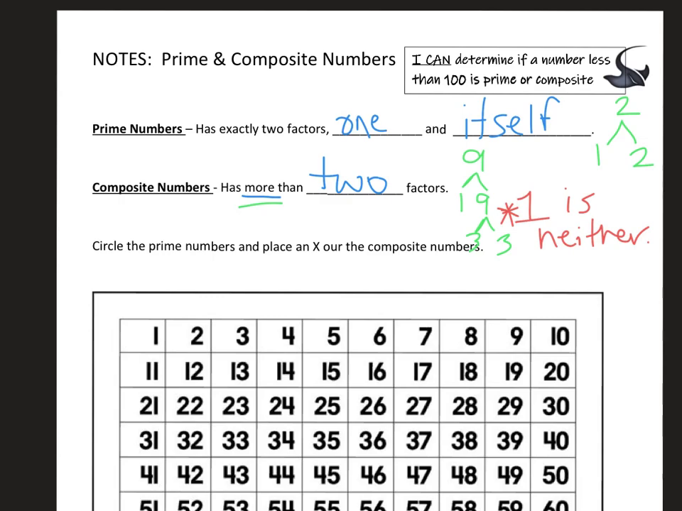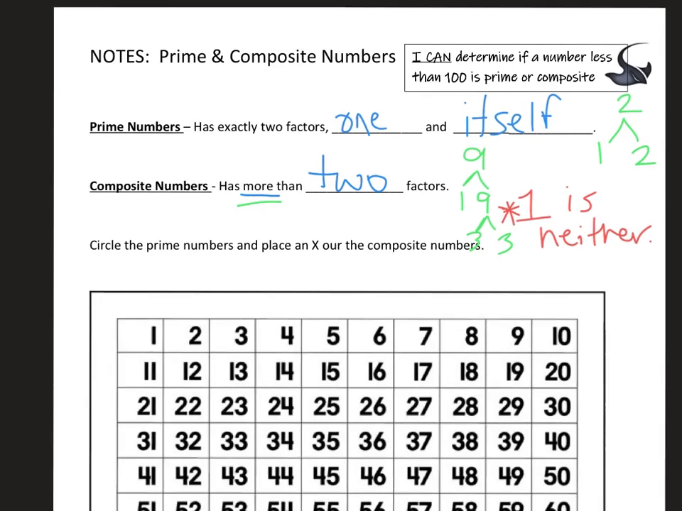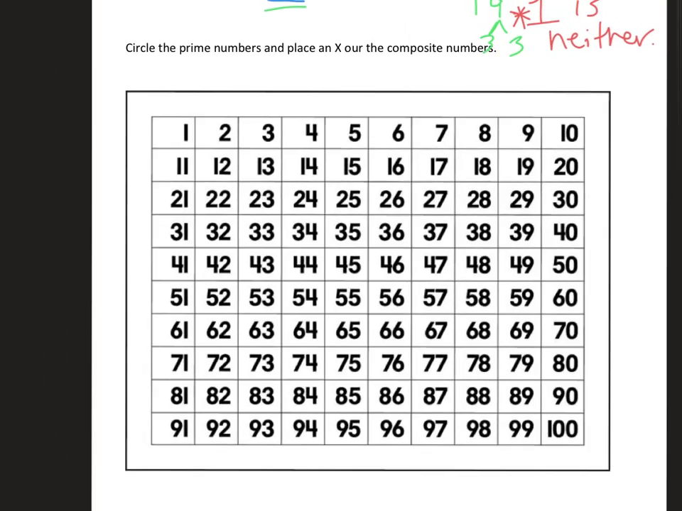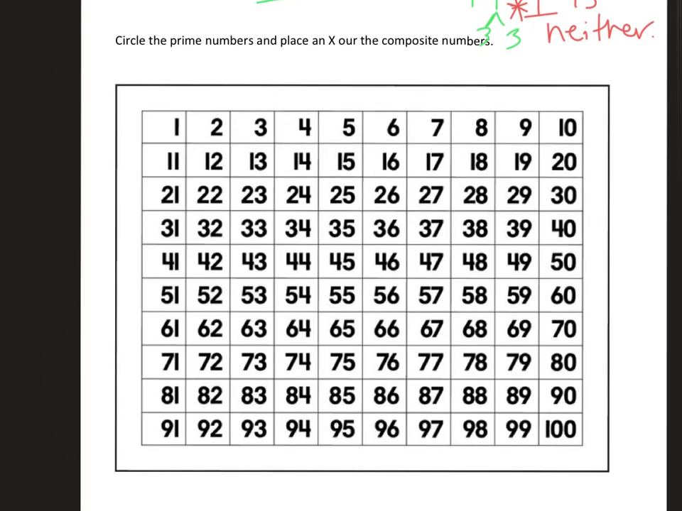So what we're going to do now that we know what prime and composite numbers are, is we're going to take this hundreds chart you have, and we are going to determine all the prime numbers. Now, we're not going to go through and just be like, oh, that number's prime, that number's composite. What we're going to do is we're going to shade or place an X on the composite numbers, and then what's left should be our prime numbers.